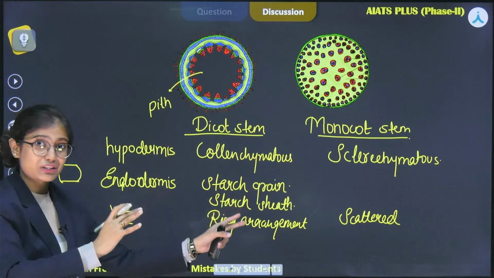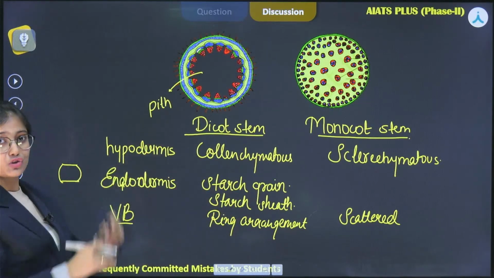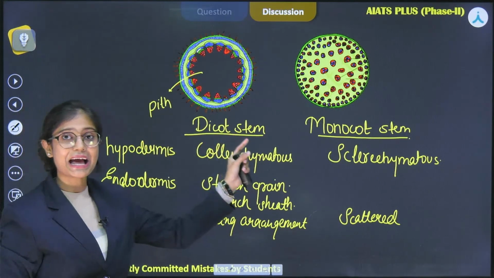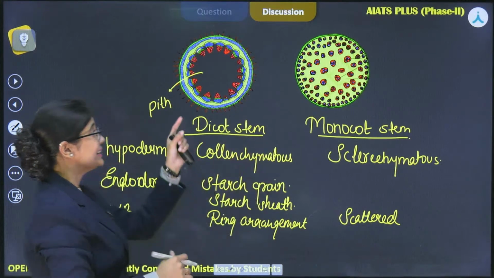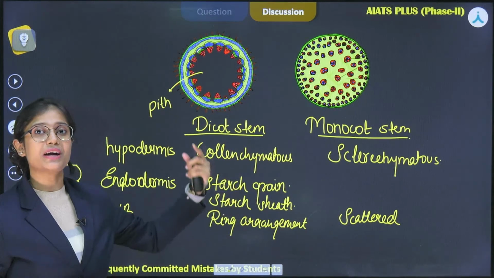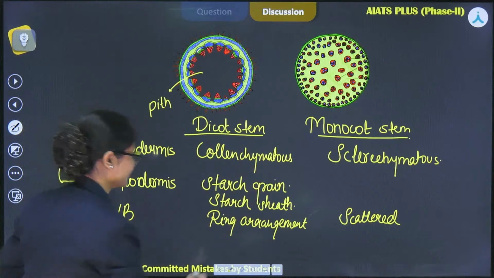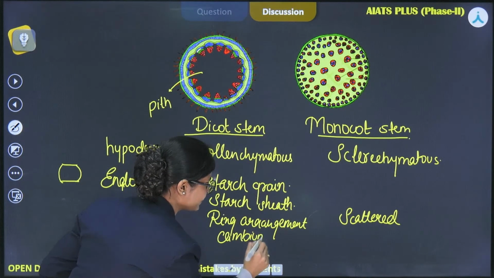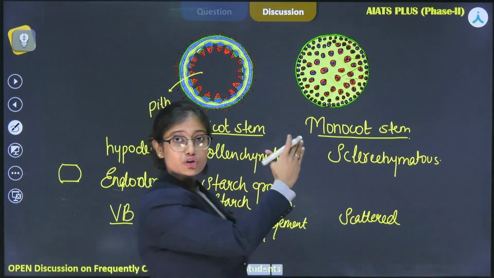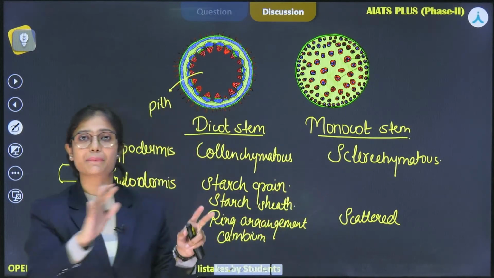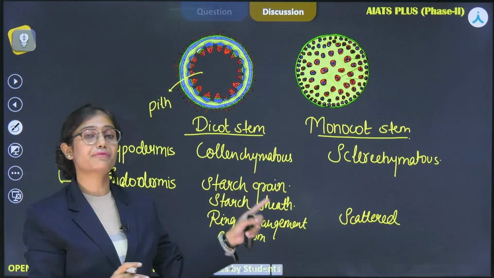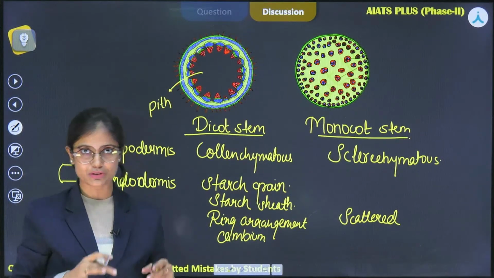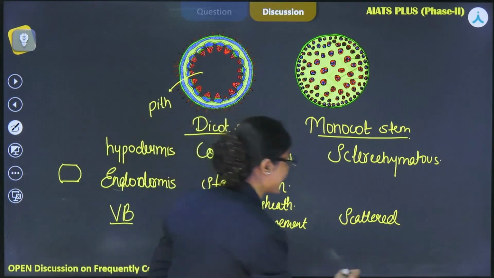If we talk about the vascular bundle again, in the dicot stem they are conjoined, right? And they have the presence of cambium. That means they have the capability to undergo secondary growth. Cambium is present. If we talk about monocot, here no cambium is present. That means they have conjoined and closed vascular bundles because they do not have cambium.